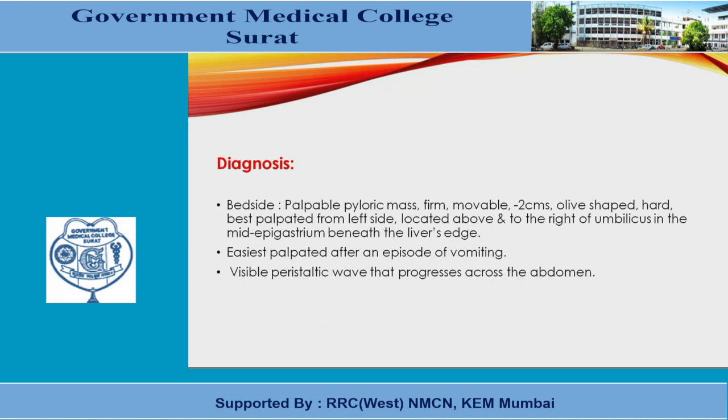Diagnosis can be done at the bedside by palpating the pyloric mass, which is firm, movable, 2 cm, olive shaped and hard. It is best palpated from the left side, located above and to the right of the umbilicus in the mid-epigastrium, below the liver edge. It is palpated most easily immediately after an episode of vomiting. Visible peristaltic waves that progress across the abdomen can also be seen.